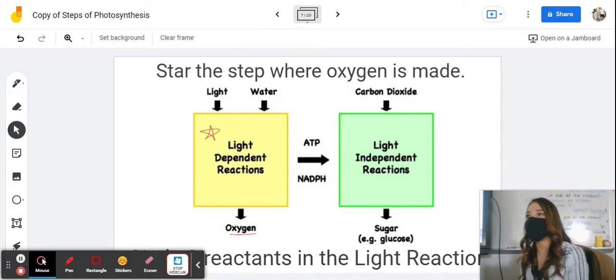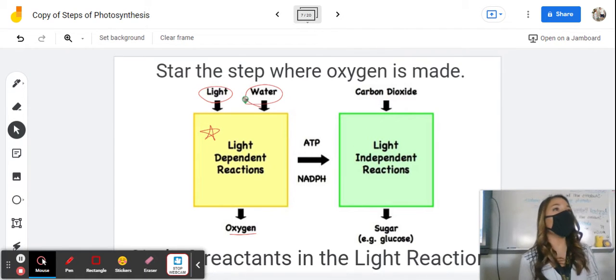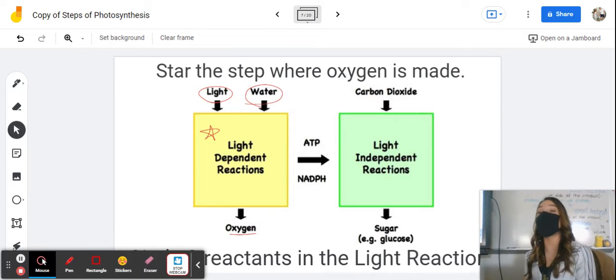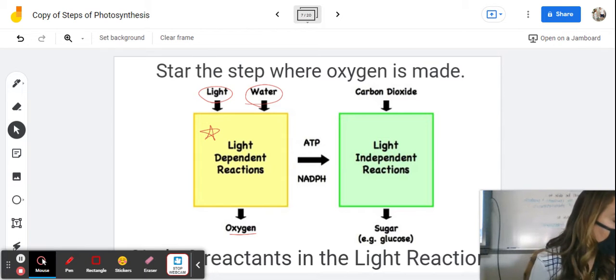So what does reactant mean? Goes in or comes out? Great. So Jack said light and water are reactants because those are reactants in the sense that they go in and they react, right? We need them. Excellent. Okay, go to slide 8.